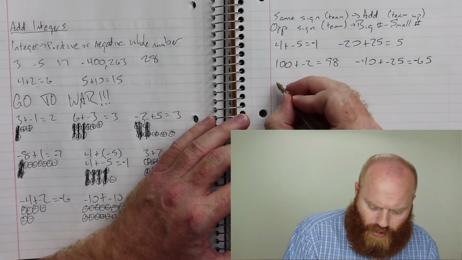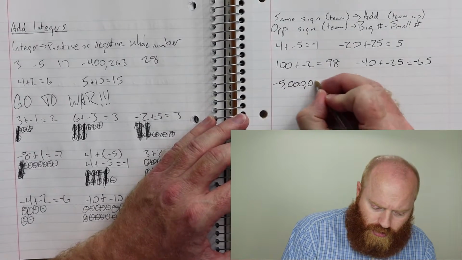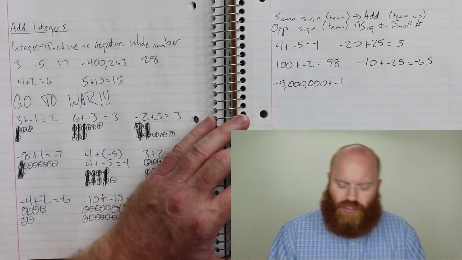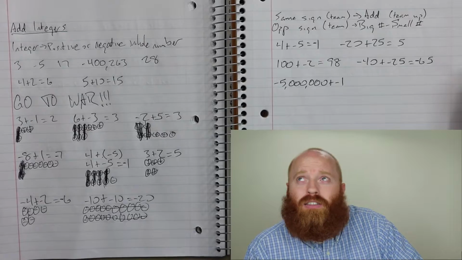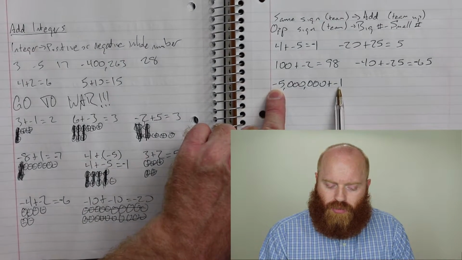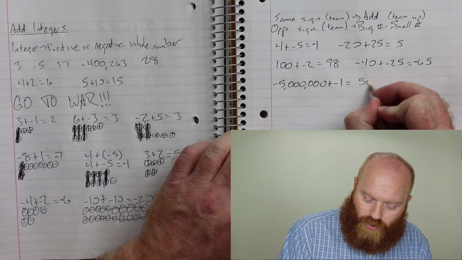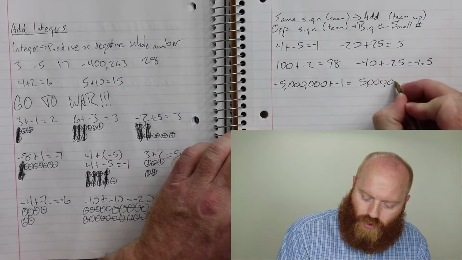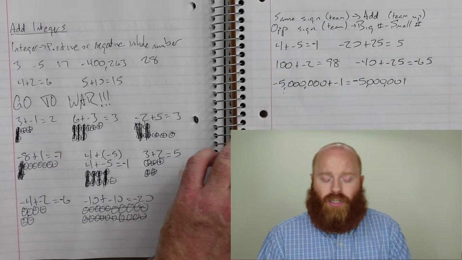Deal with it. What about negative 5 million plus negative 1? Is that 4,999,999? No, it's not. They're on the same team. So you add them up. 5 million plus 1 equals 5 million and 1. And what team are they on? Bad guys plus bad guys? They're still bad guys.